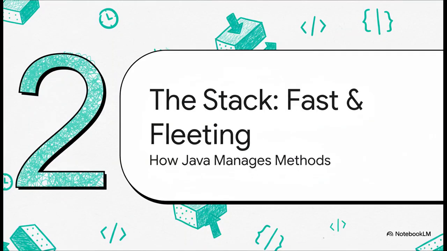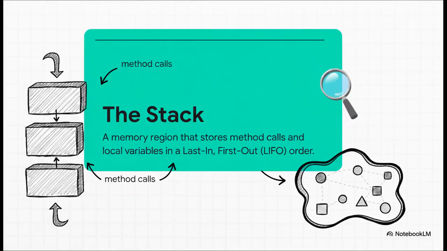So, let's zoom in on the stack first. Its name is actually the perfect clue for how it operates. Seriously, it works exactly like a stack of plates. When you call a method, Java puts a new plate on top of the stack. That plate holds all the method's local variables. And when the method is done, whoop, that plate is popped right off the top. The last thing you put on is always the first thing you take off. It's simple, it's rigid, and because of that, it is incredibly fast.